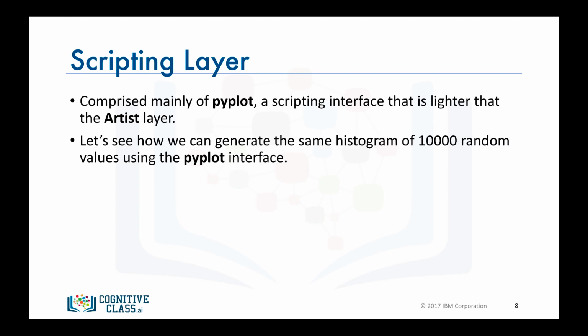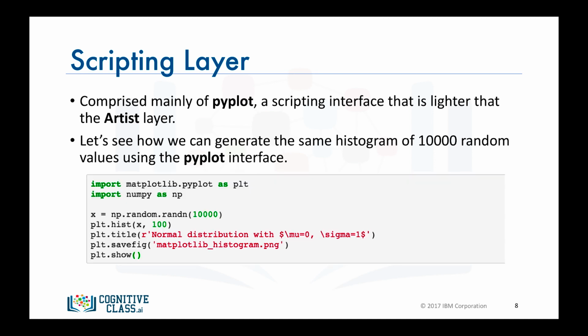So let's see how the same code that we used earlier using the artist layer to generate a histogram of 10,000 random numbers would now look like. So first, we import the pyplot interface, and you can see how all the methods associated with creating the histogram and other artist objects and manipulating them, whether it is the hist method or showing the figure, are part of the pyplot interface.